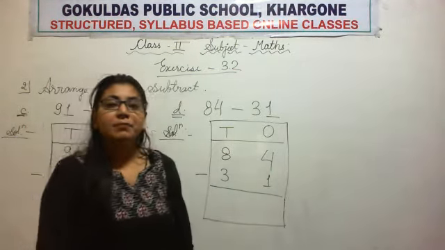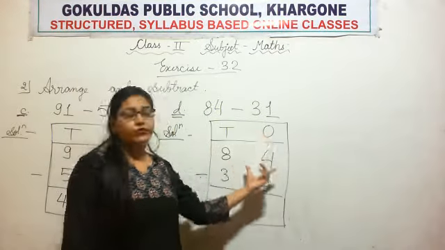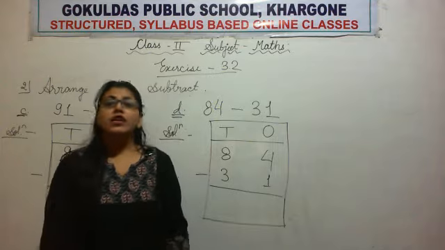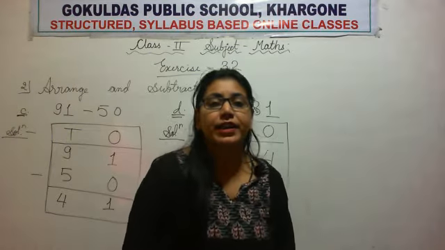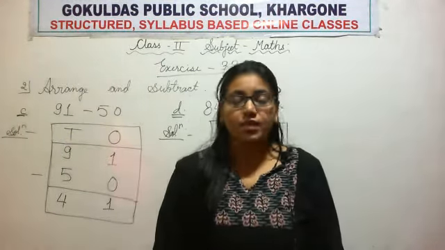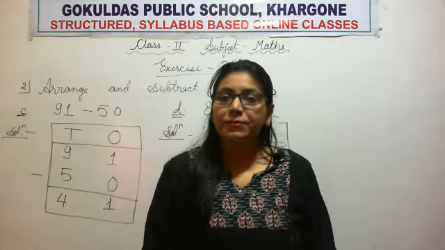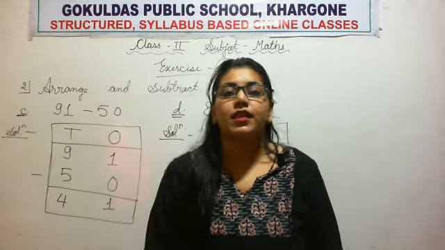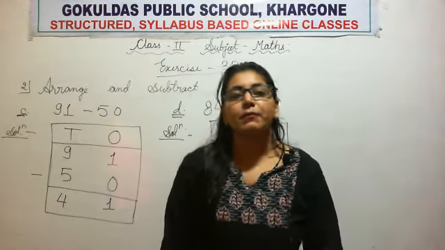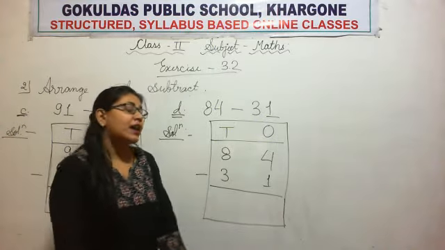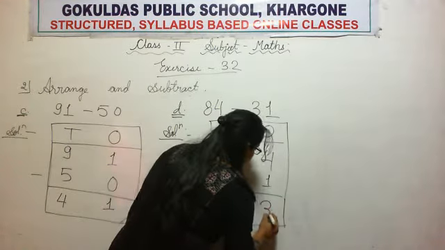Now start subtracting with ones from ones. 4 minus 1. So whenever 1 is subtracted from any number, the result is the previous number. Repeat with me. Whenever 1 is subtracted from any number, the result is the previous number. So what is the previous number of 4? Very good. Number 3. So we will write 3 here.